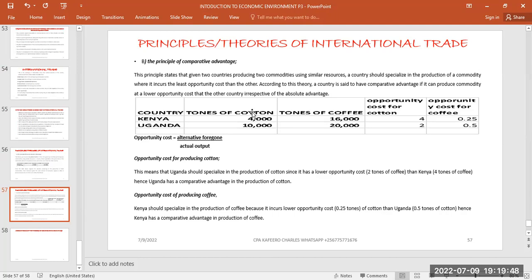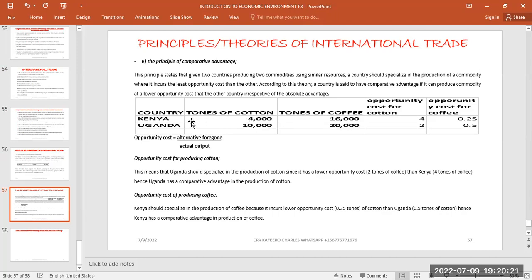So we use the same example, and the reason I use the same example is that I want you to get the difference from this and from what we've discussed earlier. We say the opportunity cost is got by alternative foregone over actual output. So we proceed. We have the countries, they are the same, but now we are computing the opportunity cost for production of cotton.